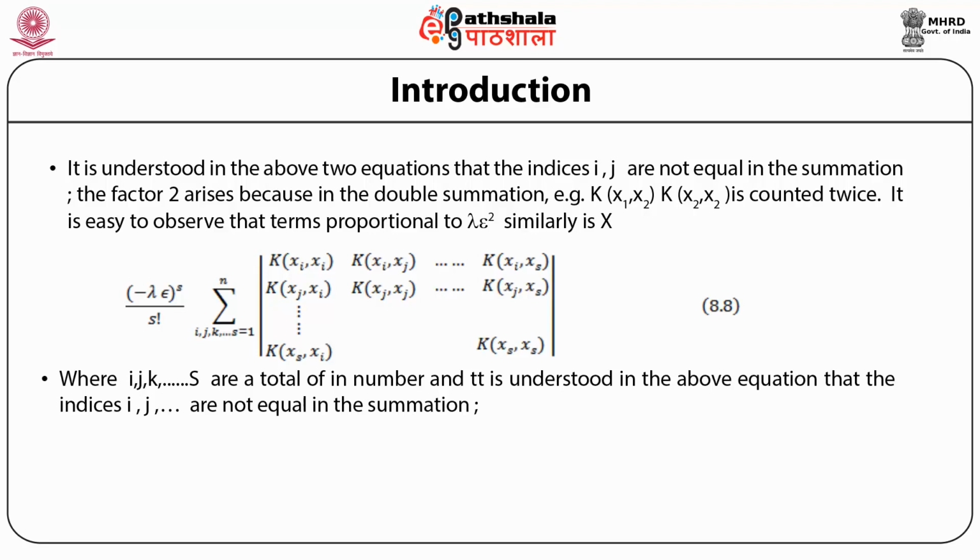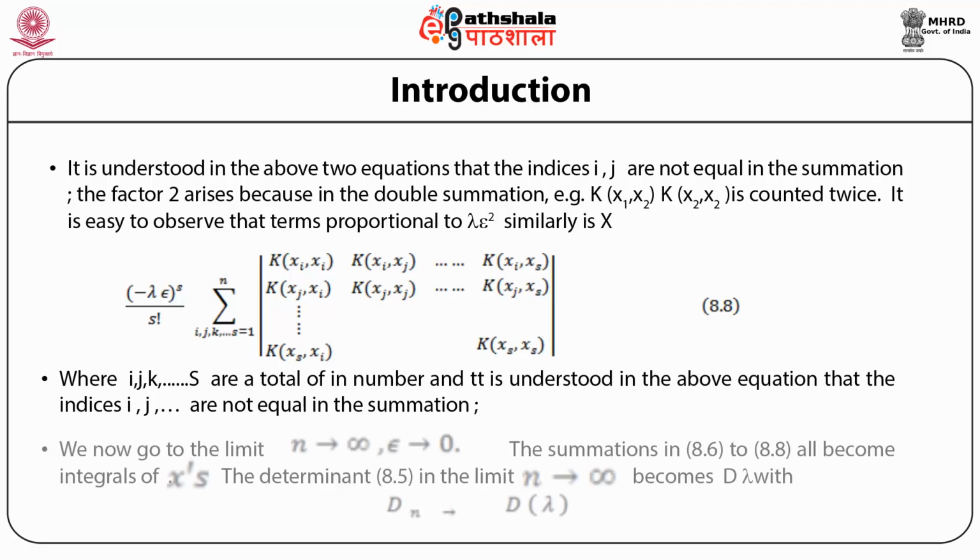There are a total of s in number, and it is understood in the above equation that the indices i, j, etc. are not equal in the summation. We now can go to the limit n goes to infinity and epsilon goes to 0. The summations in these equations all become integrals of x's.